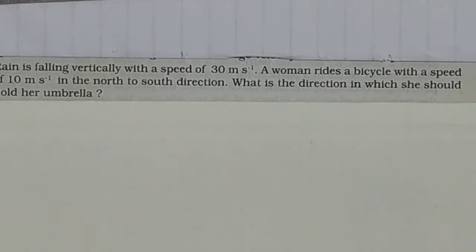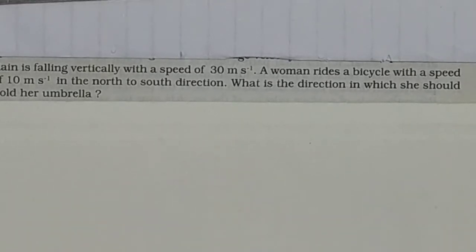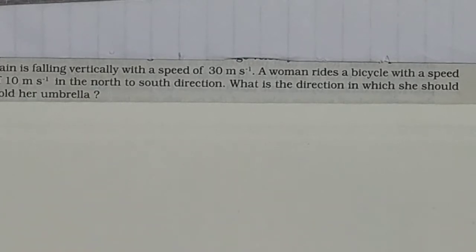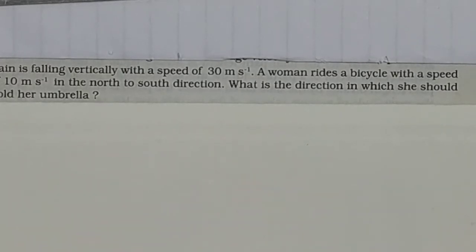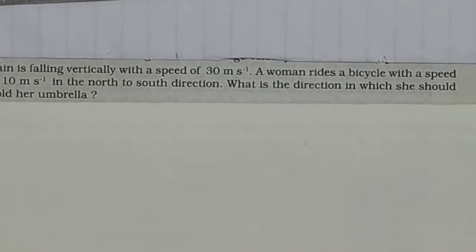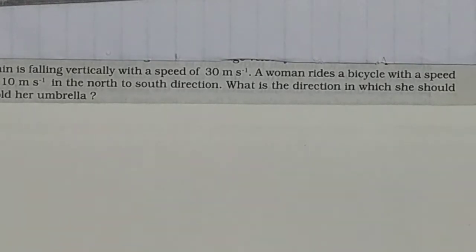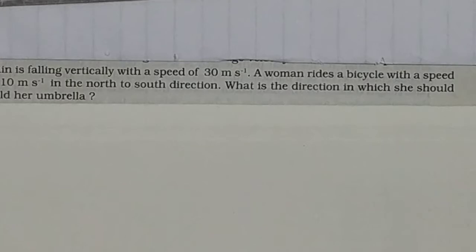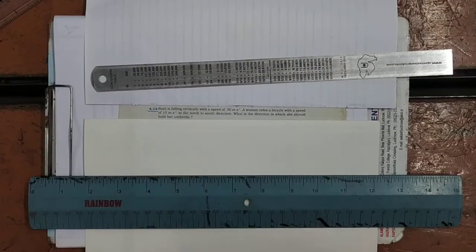Here what is given? Velocity of the rain is given 30 meter per second vertically downward, and the velocity of woman is given. She is bicycling with a speed of 10 meter per second in north to south direction. Means she is going from north to south direction. So you can see here. First we will show it to you here.